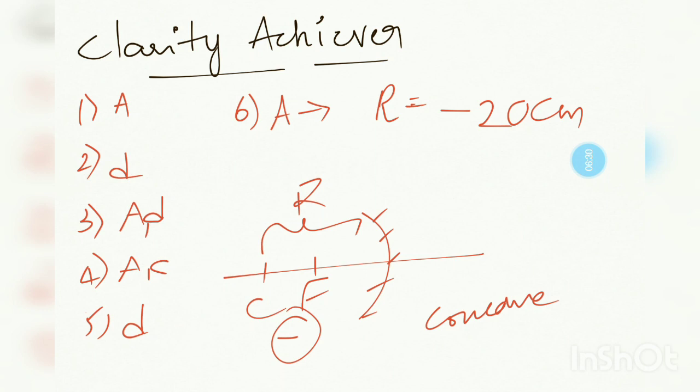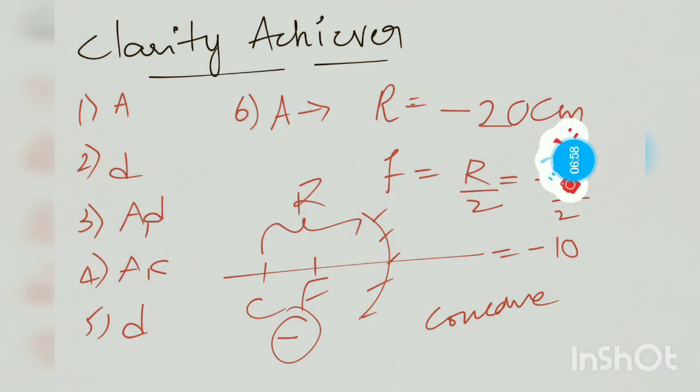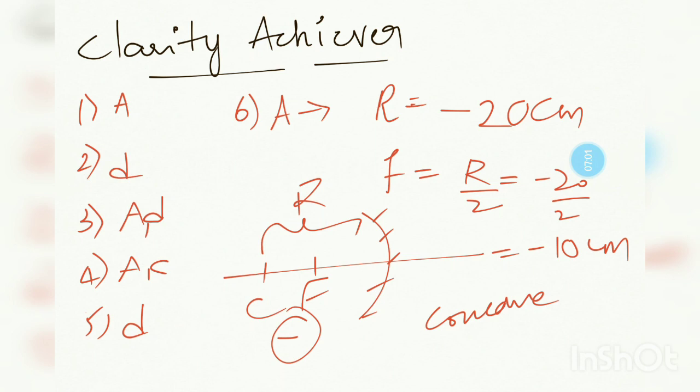Next, if a real object is placed at 10 centimeter from the pole of the mirror, the image is formed at infinity. Now when the radius of curvature is minus 20 centimeter, just try to find the focus. Focal length is R by 2, so minus 20 by 2 turns out to be minus 10. Am I right? So the object is placed 10 centimeter from the pole, exactly at the focus. That is what they have indirectly mentioned in the question.